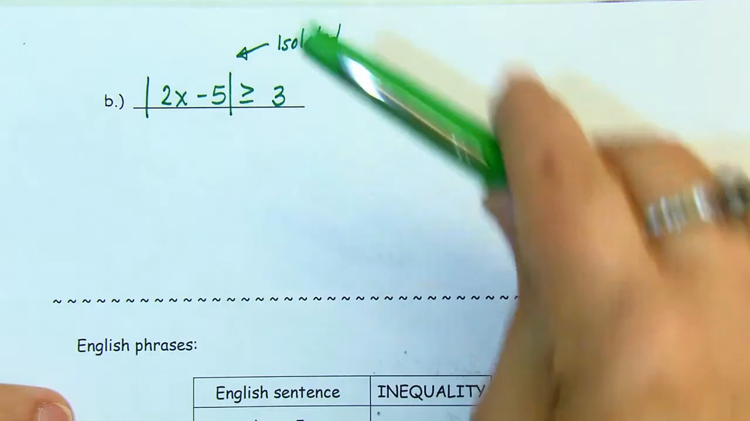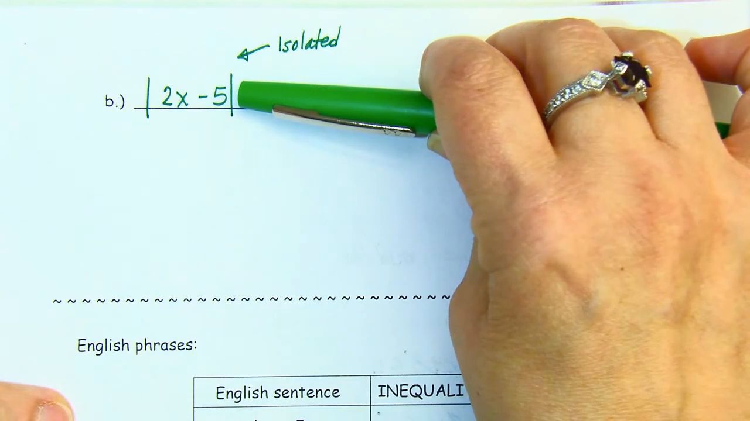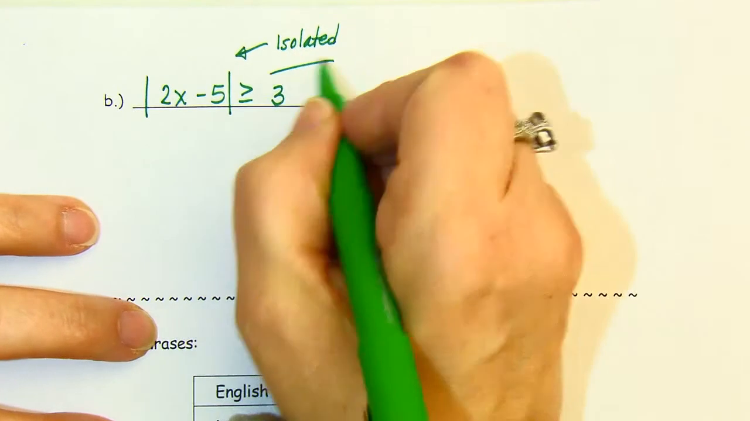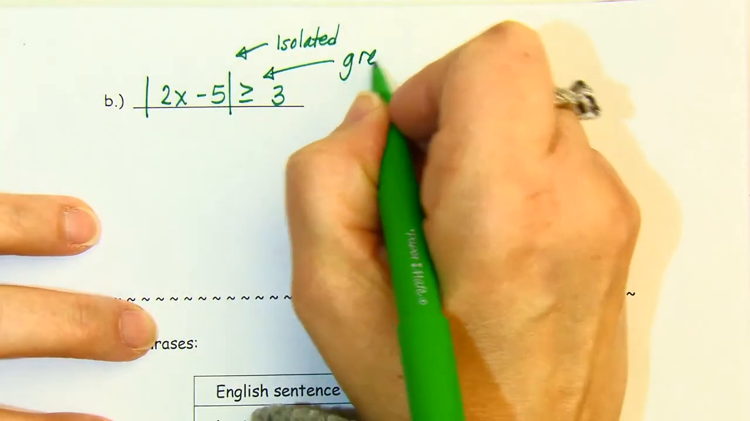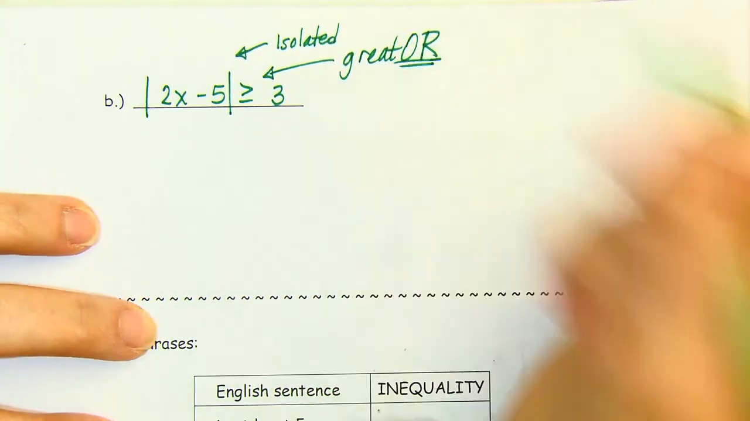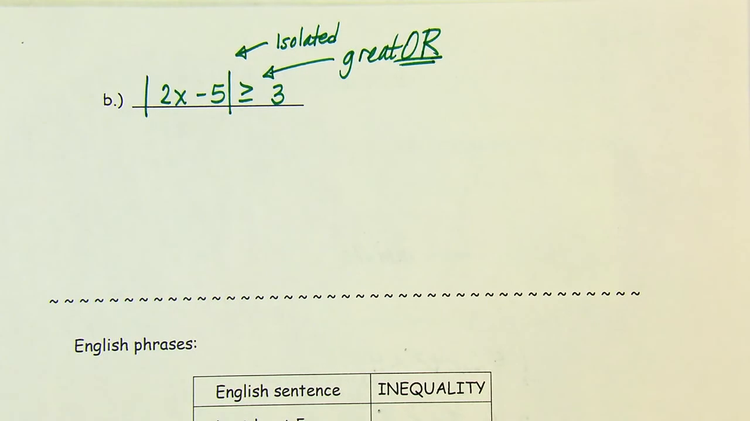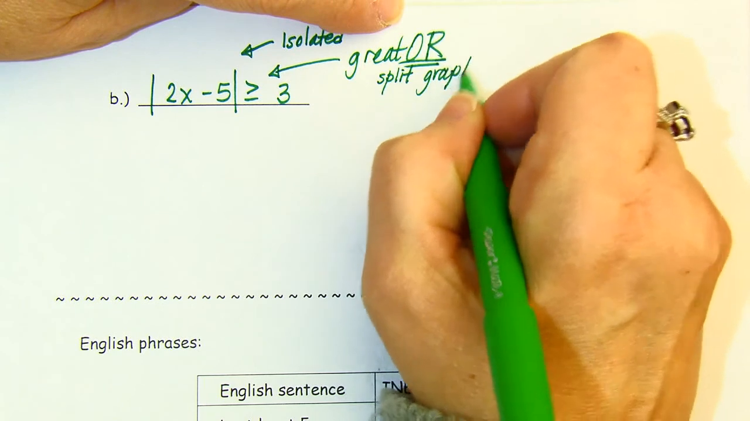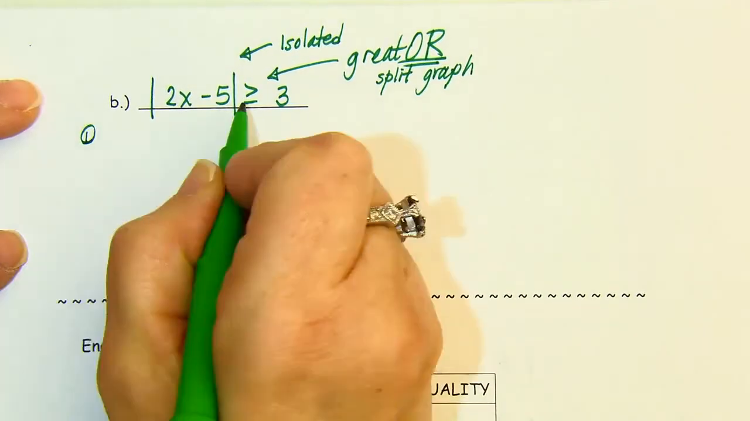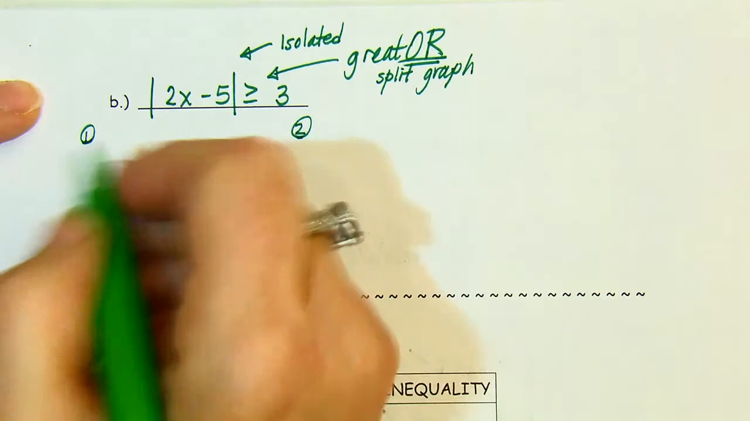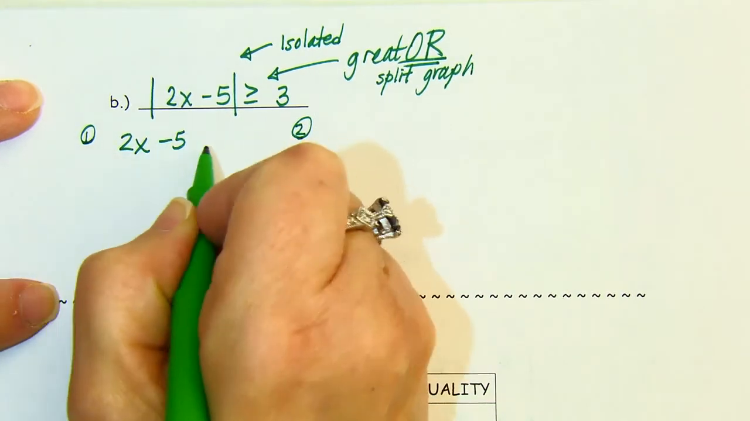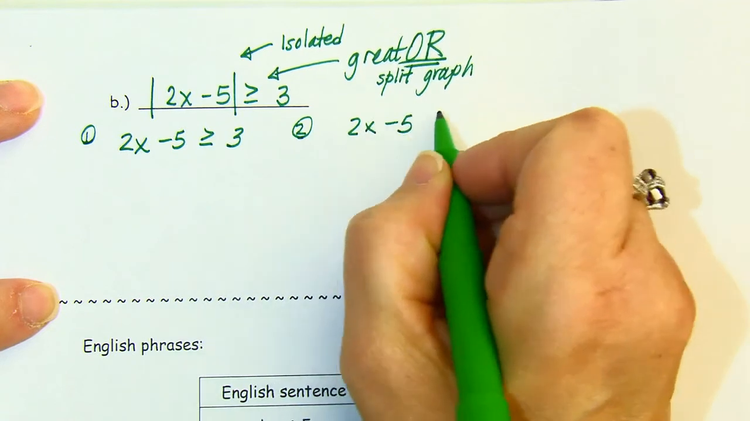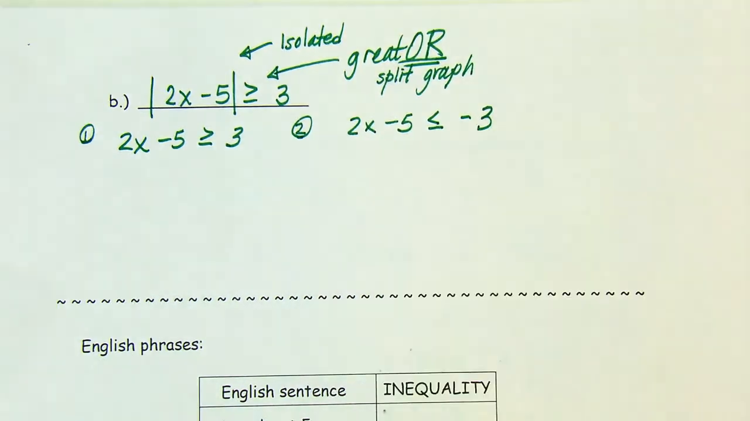Now, nothing's going to change because that's already isolated. Yes, I've got nothing in front of it, nothing behind it till I get to that inequality symbol. So it's isolated, and this thing is not going to change. This is my greater. Okay, so greater means I should have a split graph. All right, I'm ready to set up my two cases, right? I've got 1, 2 absolute value bars. I need 1, 2 cases. So I take out what's in there, 2x subtract 5, keep the symbol, keep the sign. Take what's in there, 2x minus 5, flip the symbol, switch the sign.